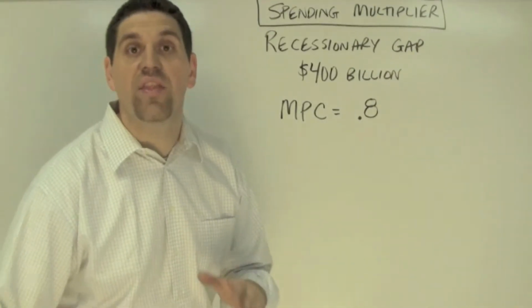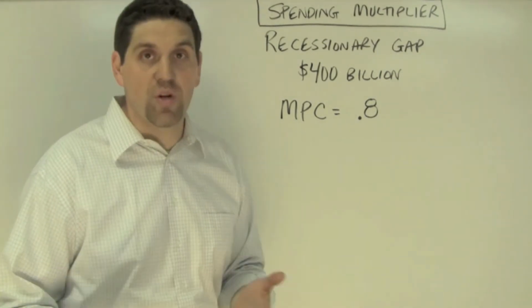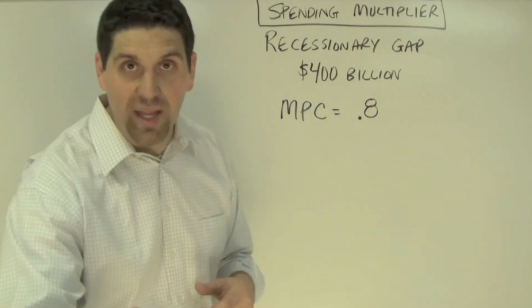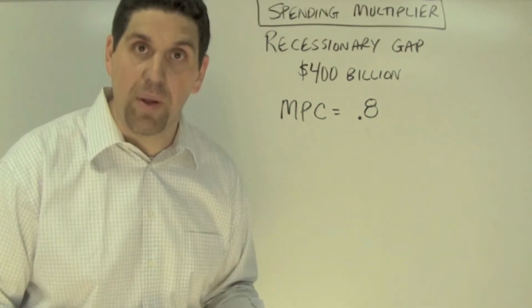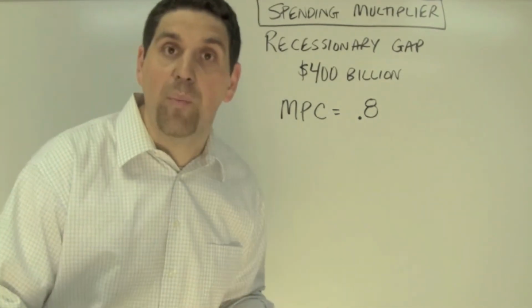For this question, you need to understand the idea of the spending multiplier and the multiplier effect. When there's an increase in consumer spending or government spending, that money gets multiplied throughout the economy. The initial spending takes place, but that becomes income for other people. Those other people save some of that money and they spend the rest, and that spending becomes income to other people who do the same thing.